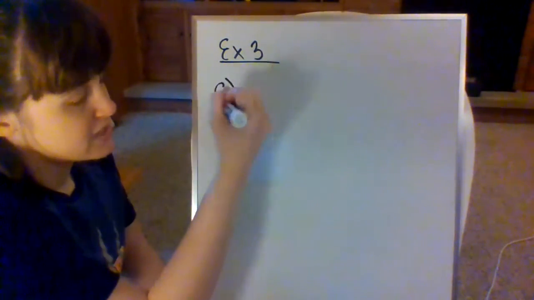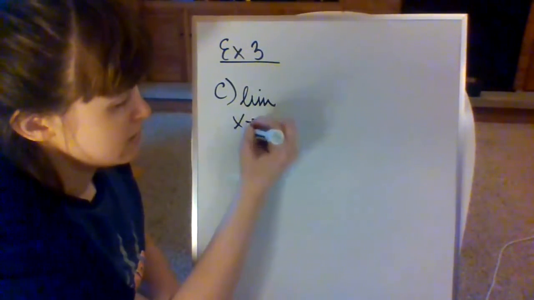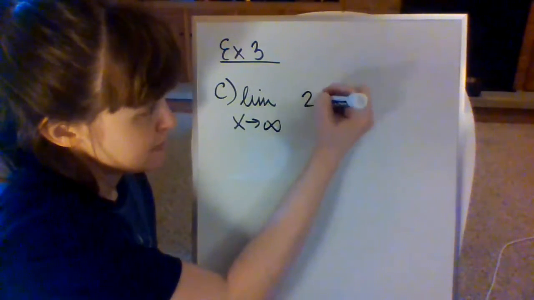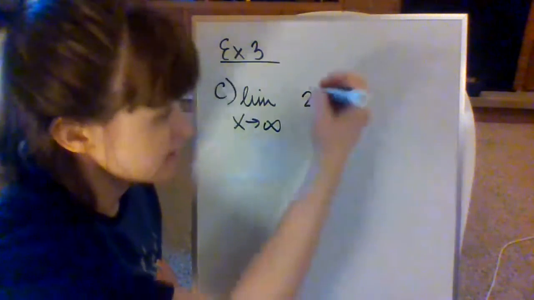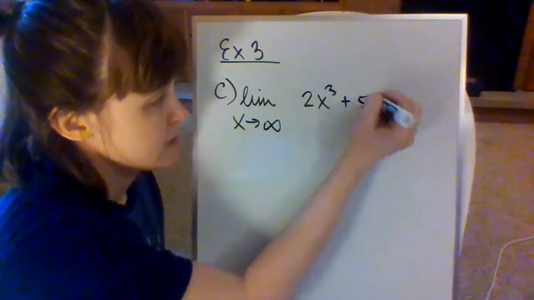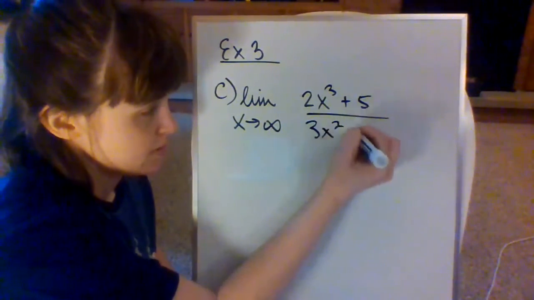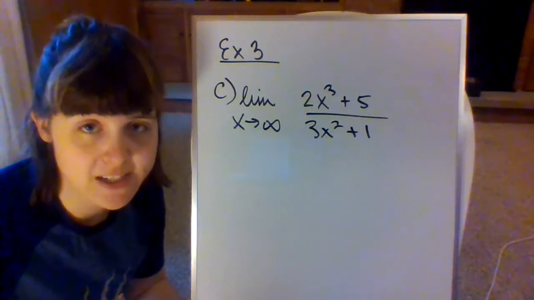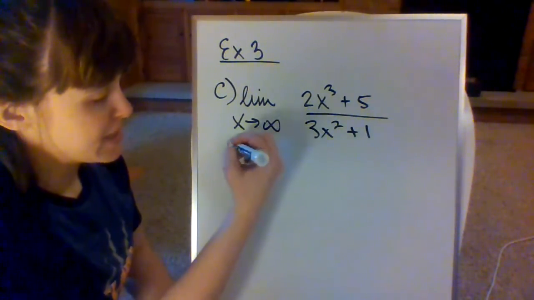Okay, so part C looks like this. Find the limit as x approaches infinity of 2x to the third plus 5 over 3x squared plus 1. Okay, so here the highest power of x is x to the third. Okay, so we're going to divide everything by x to the third.